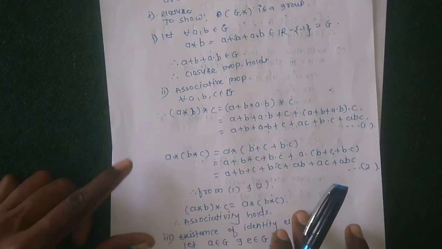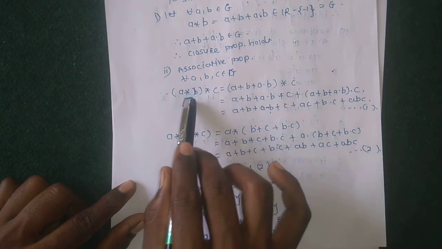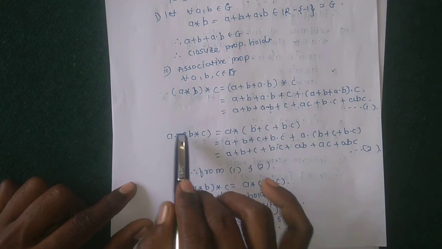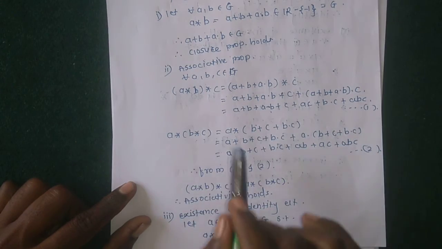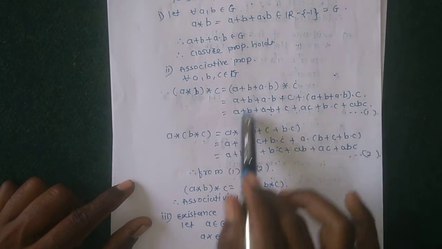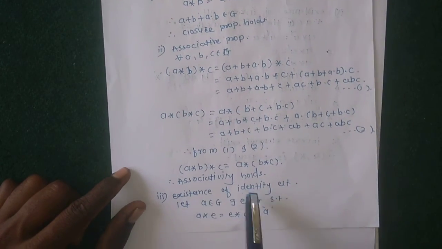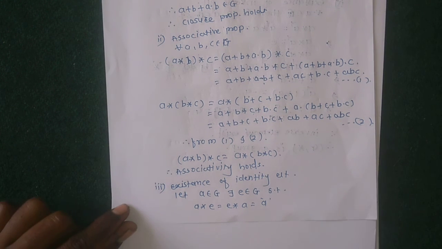Similarly, associativity holds. This equality: a star b, in brackets, star c equals a star, in brackets, b star c. Applying the binary operation star, solving and rearranging, we get the same value on both sides. Therefore associativity holds. The third property is the existence of an identity element.